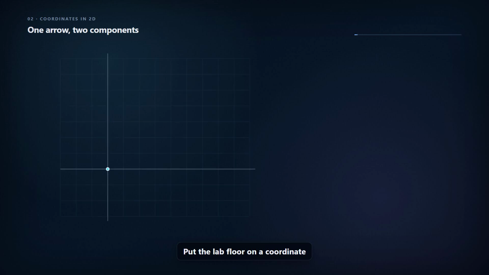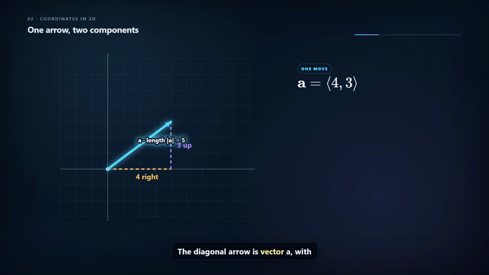Put the lab floor on a coordinate grid. Start at the origin. Move 4 squares right, then 3 squares up. The diagonal arrow is vector A, with components 4 and 3. Those two numbers describe one move. Its length is 5, because 4 squared plus 3 squared equals 5 squared.